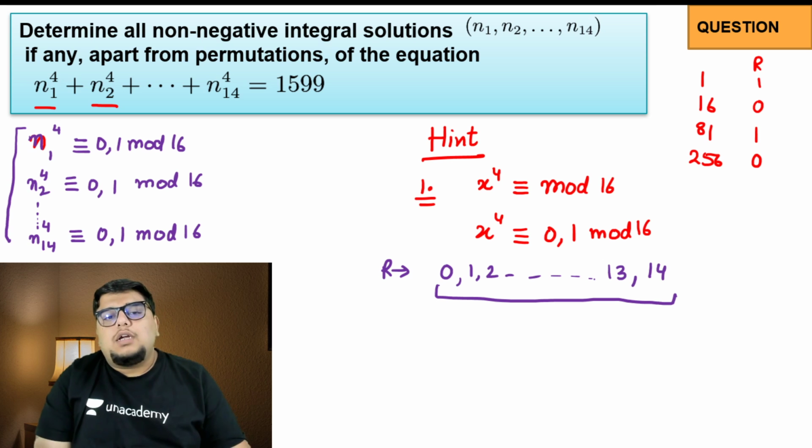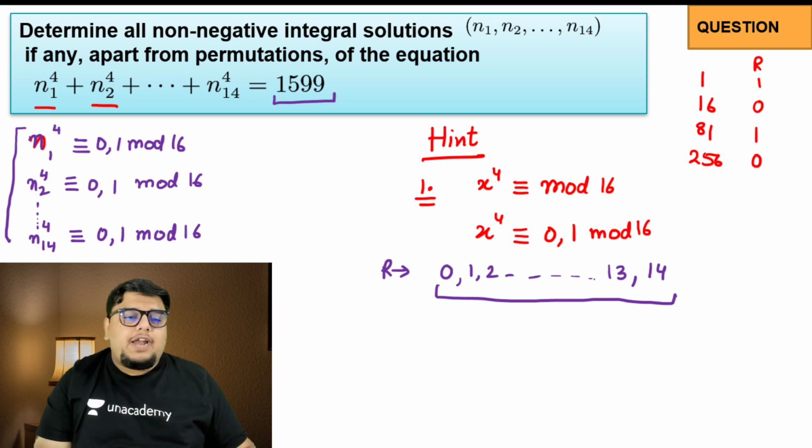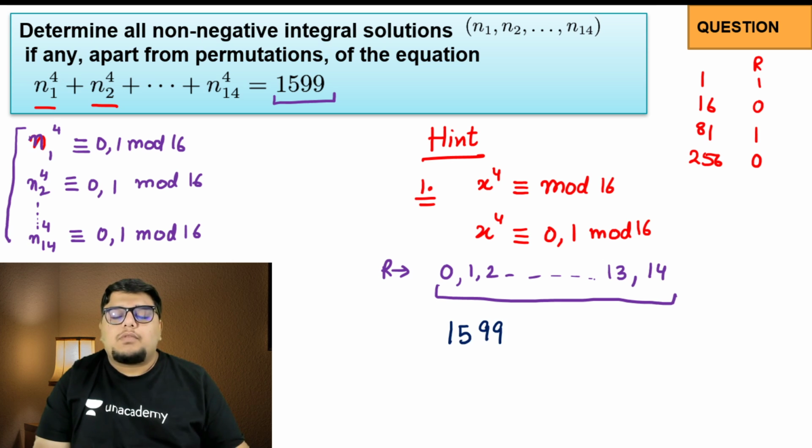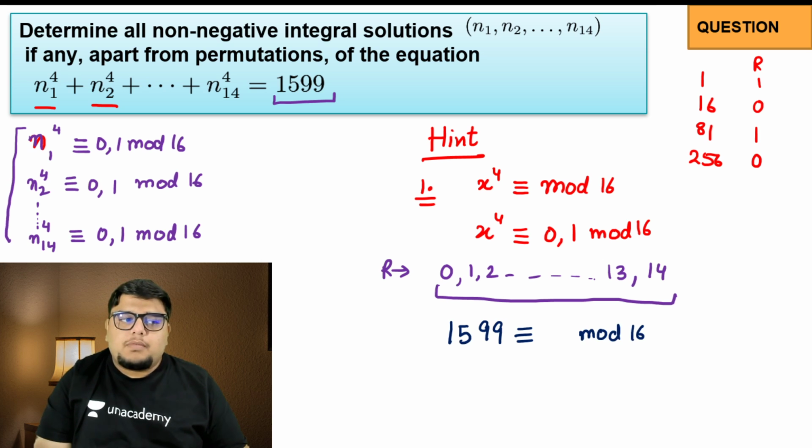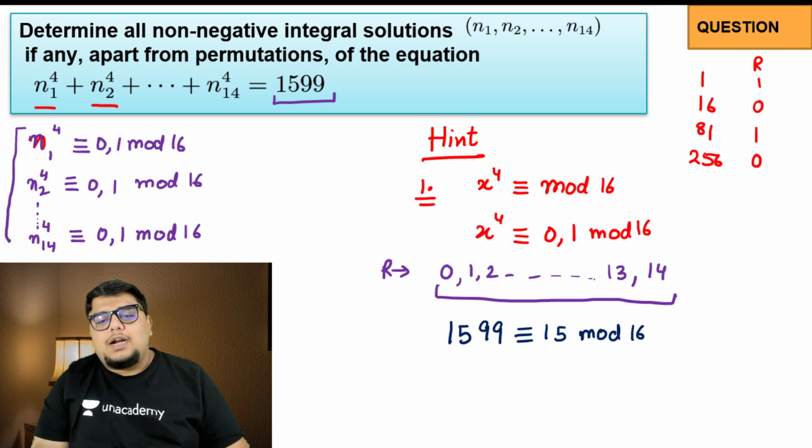Now let's look at the right hand side, 1599. When this number is divided by 16, what is the remainder that I get? You will see that the remainder here is 15, because 1600 is divisible by 16. So here the remainder comes out to be 15.